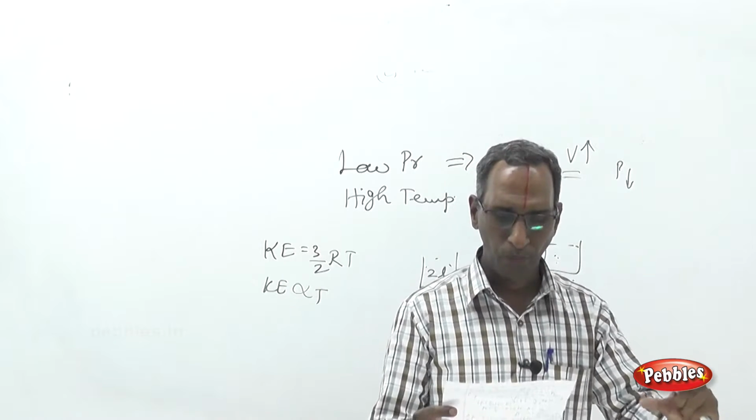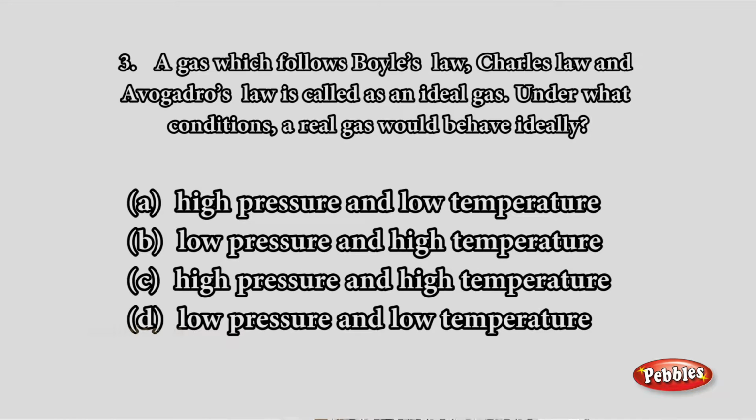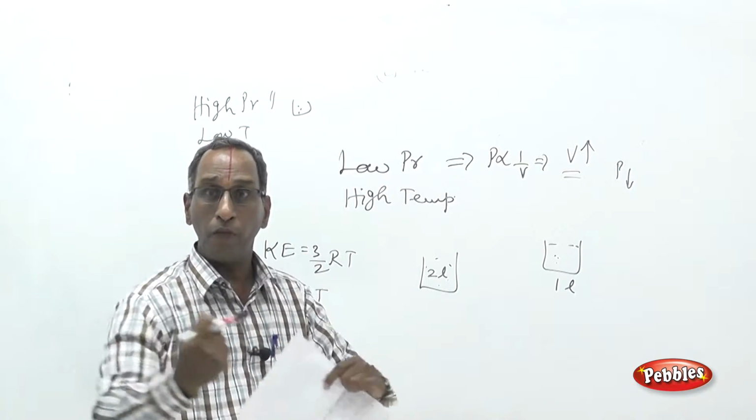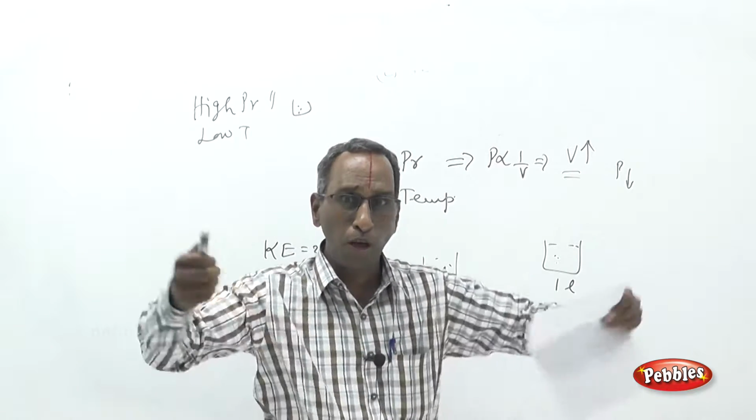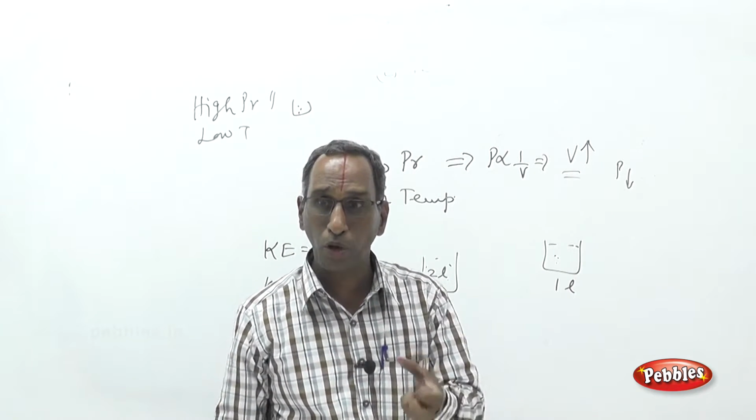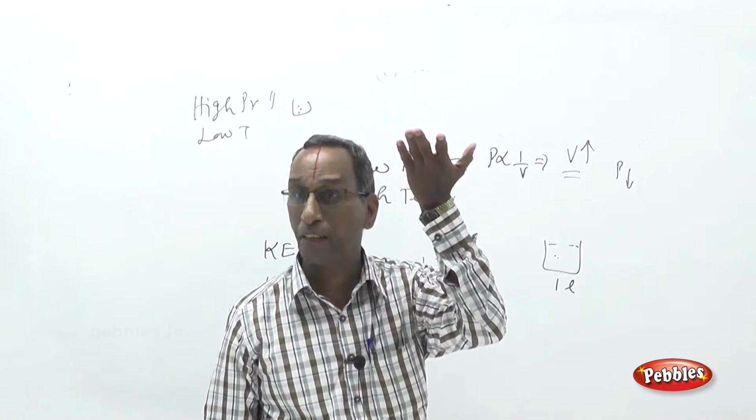Actually the question reads, a gas that follows Boyle's law, Charles' law, or Avogadro's law is called an ideal gas. Under what conditions would a real gas behave ideally? The first choice is high pressure. High pressure means volume will be very low. If the volume is very low, molecules are brought closer.